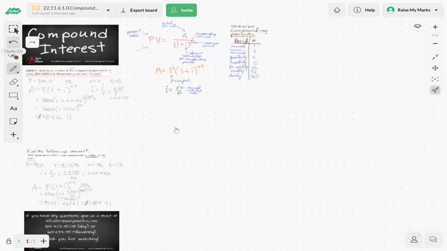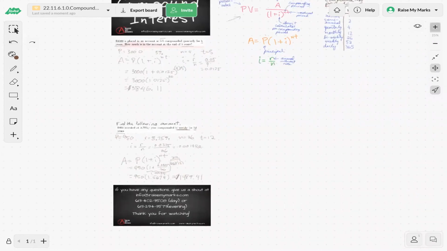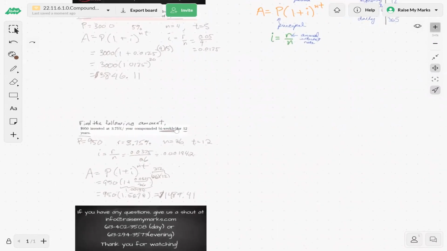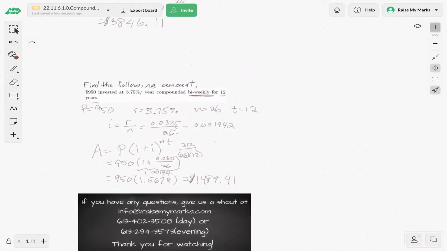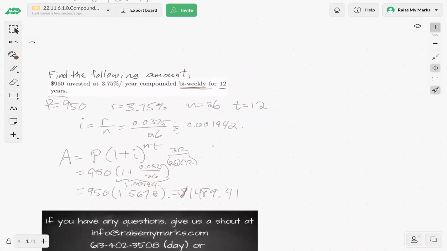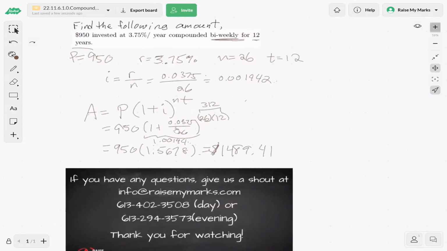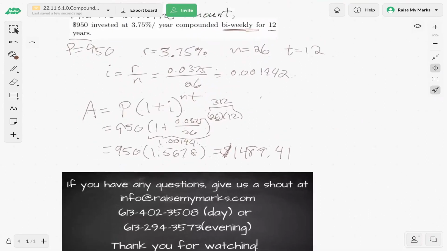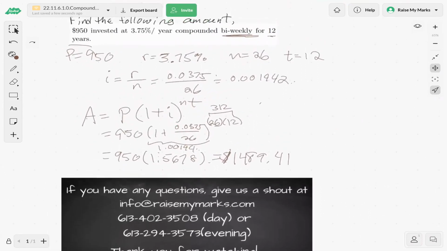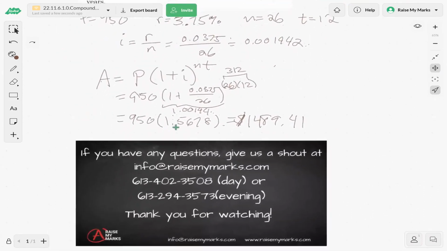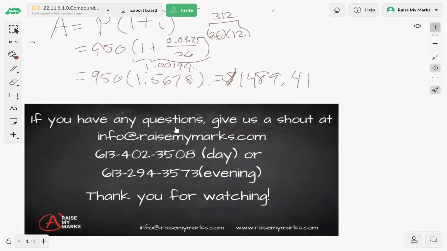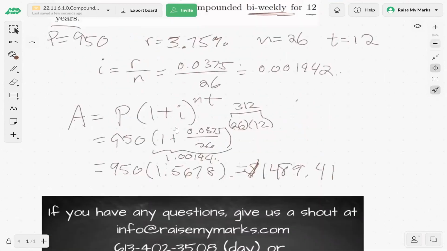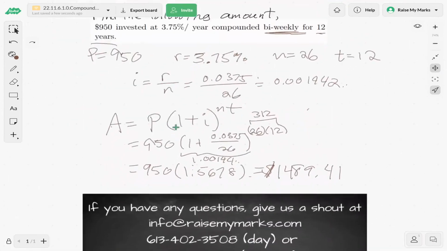So the final amount after 12 years of compounding bi-weekly, for $950 invested at 3.75% per year, compounded bi-weekly for 12 years, is $1,489.41. Let's have a look at that solution.